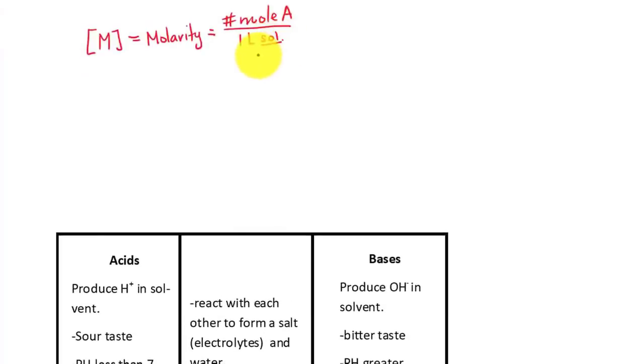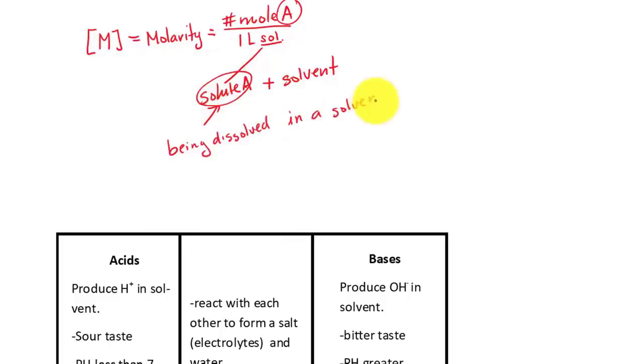A solution consists of 2 things. First of all, it would have the chemical A that's being dissolved, and we call that a solute A. And this solute is going to interact with a solvent. So a solute is basically being dissolved in a solvent. An example of a solvent is water.